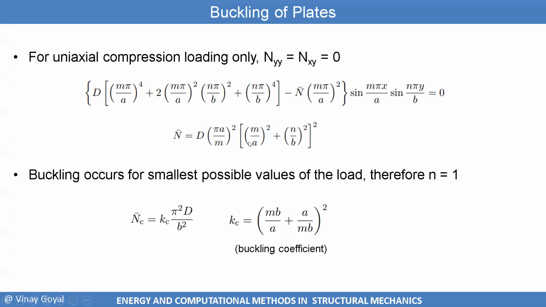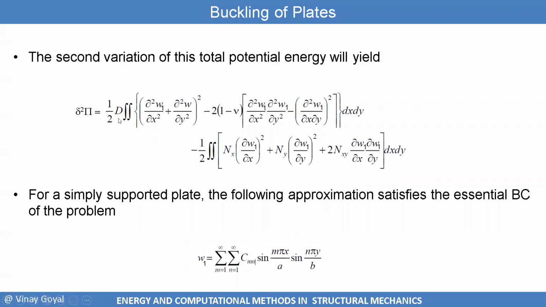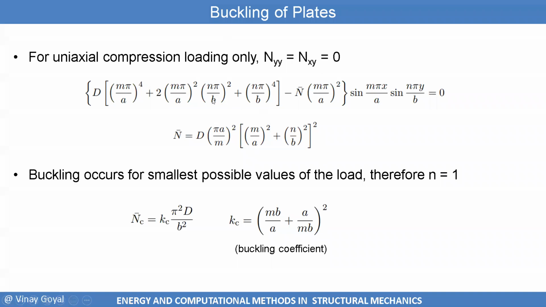So again, this is the same thing as that. And I want to point out again, we found the second variation, right? And we are using the Ritz approximation. So we plug that in here. And when we did that, we find the characteristic equation, which is this. And then n bar, the buckling load Nxx can be found.